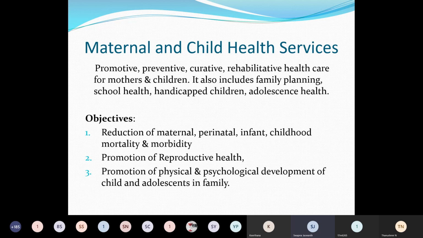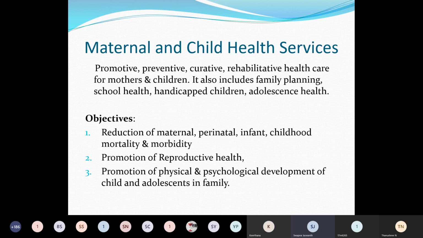So coming to the objectives, what are the main objectives of maternal and child health services? One and the most important is reduction in the maternal, perinatal, infant, and childhood mortality and morbidity. You know that mortality is the death rate, and morbidity is the disease or sickness rate. So maternal deaths, that is the number of deaths among pregnant mothers, along with delivery up to 42 days following delivery, is considered as maternal death.